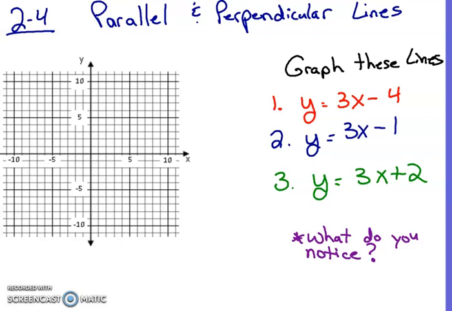This is 2-4. This lesson talks about parallel and perpendicular lines. So let's start by looking at these three possible lines I have: one in red, one in blue, and one in green.